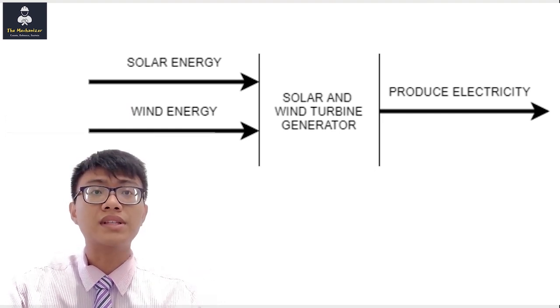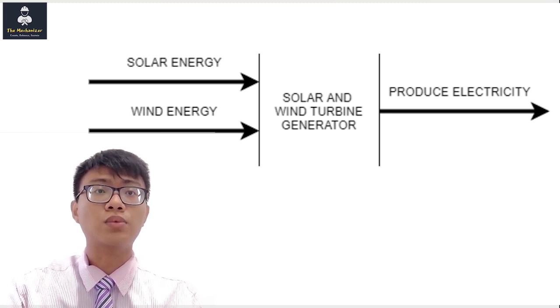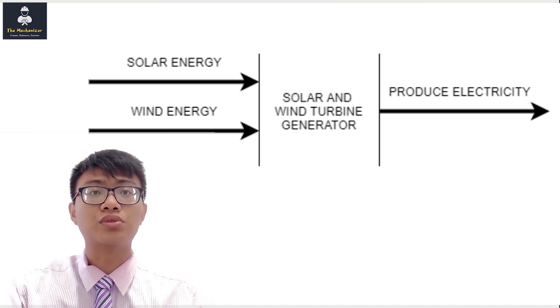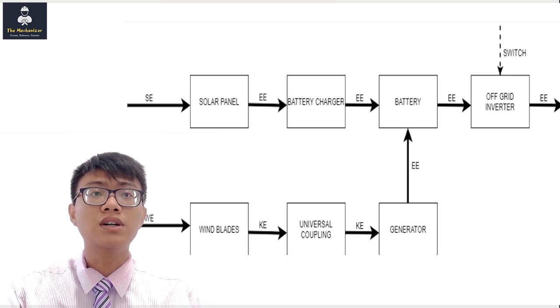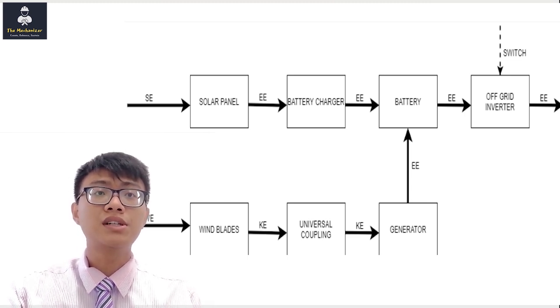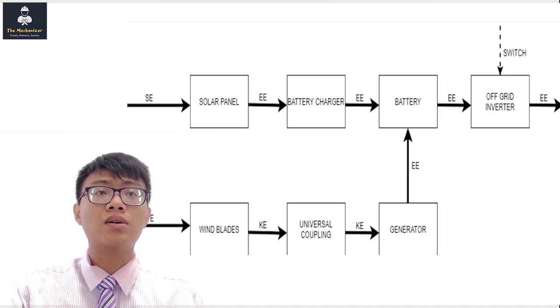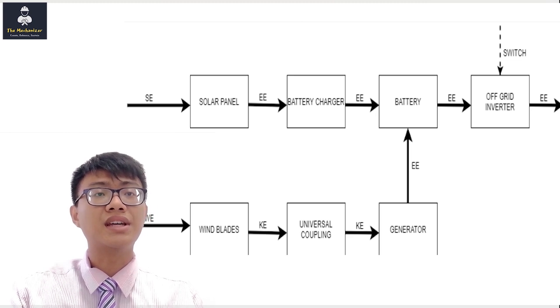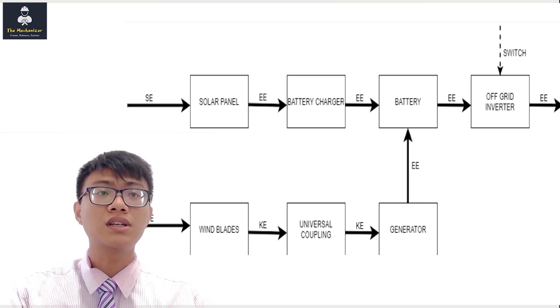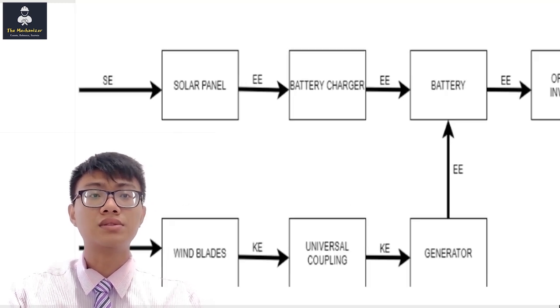From this figure, we can see the solar energy and the wind energy are transferred to the solar and wind turbine generator to produce electricity. The solar energy is transferred to the solar panel, battery charger, and battery, while wind energy is transferred to the wind blades, universal coupling, generator, and the battery. After that, from the battery it is transferred to the off-grid inverter to produce electrical energy.